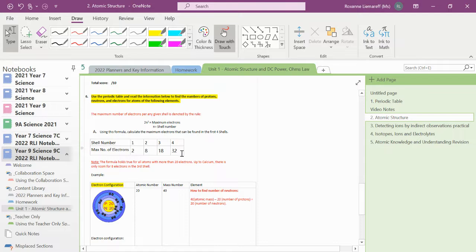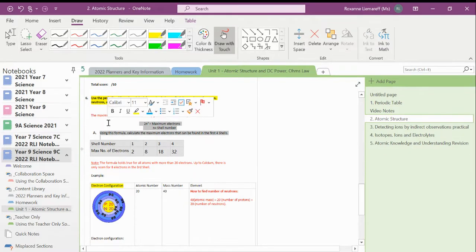This rule here refers to elements that are above 20, so anything that has more than 20 electrons. If I have an atomic number of 22, then I can use this particular rule.